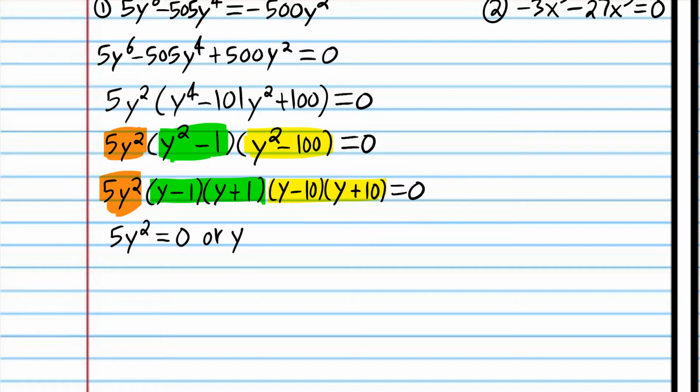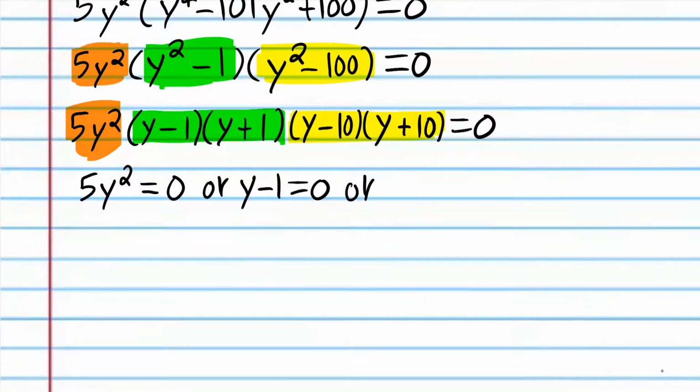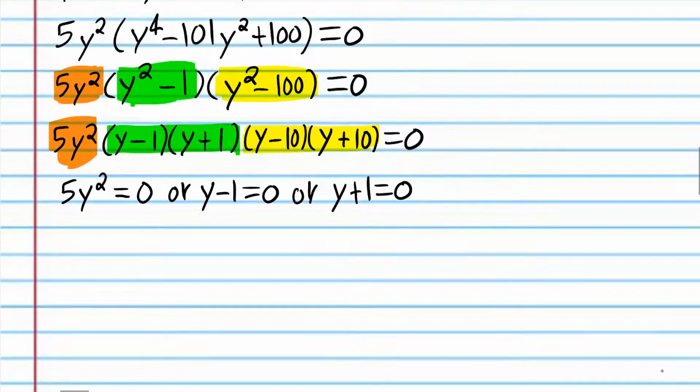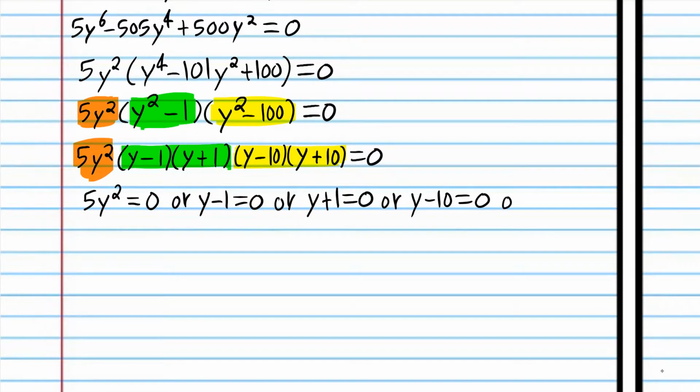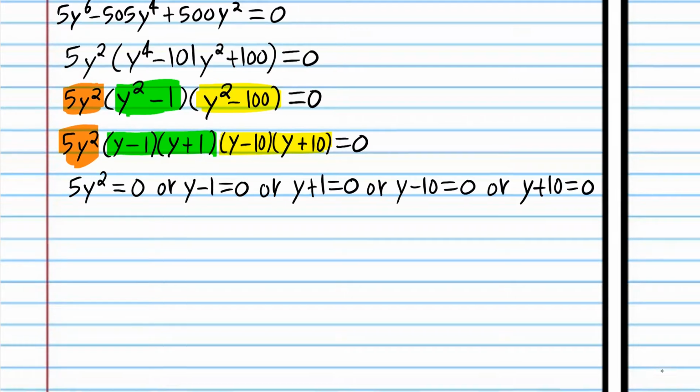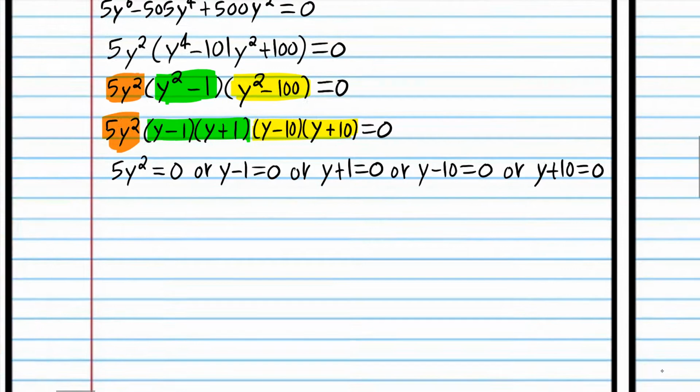But it's also true that if y minus 1 is 0, that'll make everything work. That'll make the equation 0. Or if y plus 1 is equal to 0, that'll make the equation work, because again, the parentheses mean multiplication. Or if y minus 10 equals 0, that'll make the equation work. Or if y plus 10 is equal to 0, that'll make the equation work. I know what you're thinking. You're thinking, why did I have to make this problem so big?